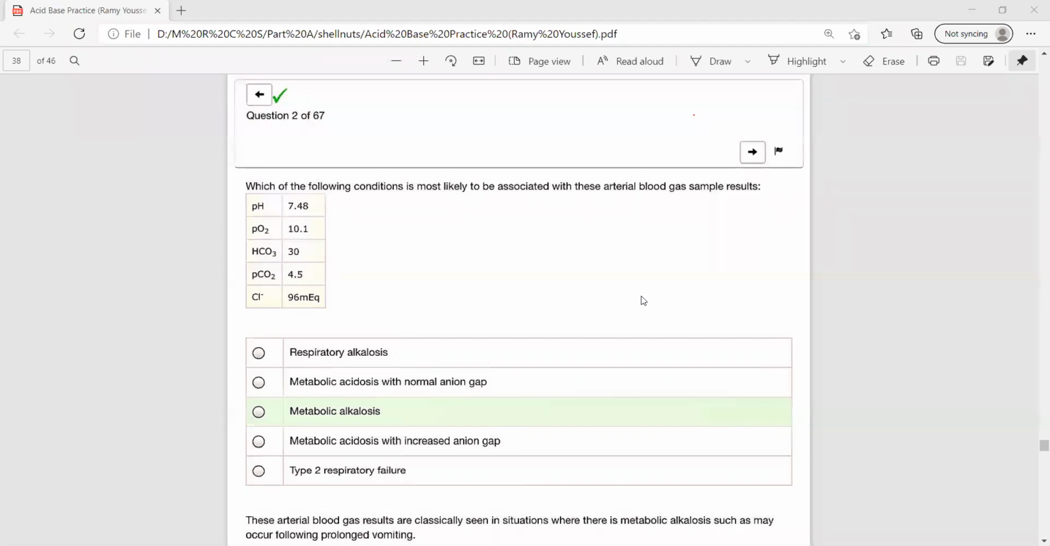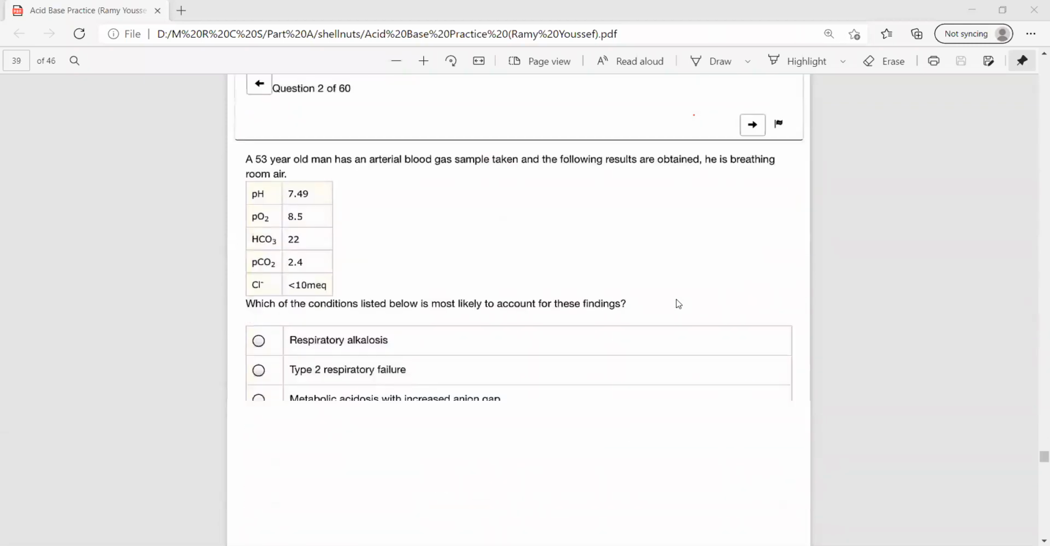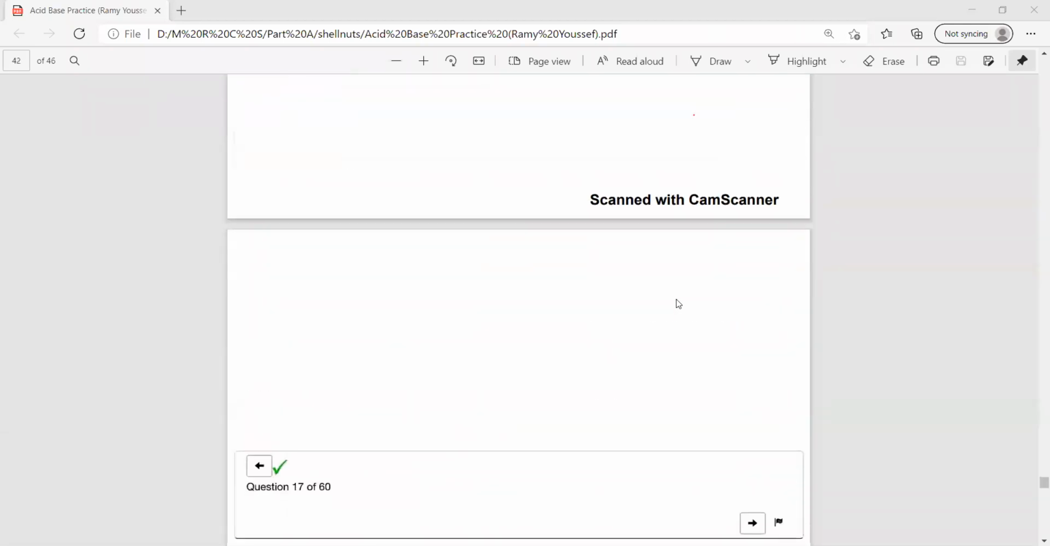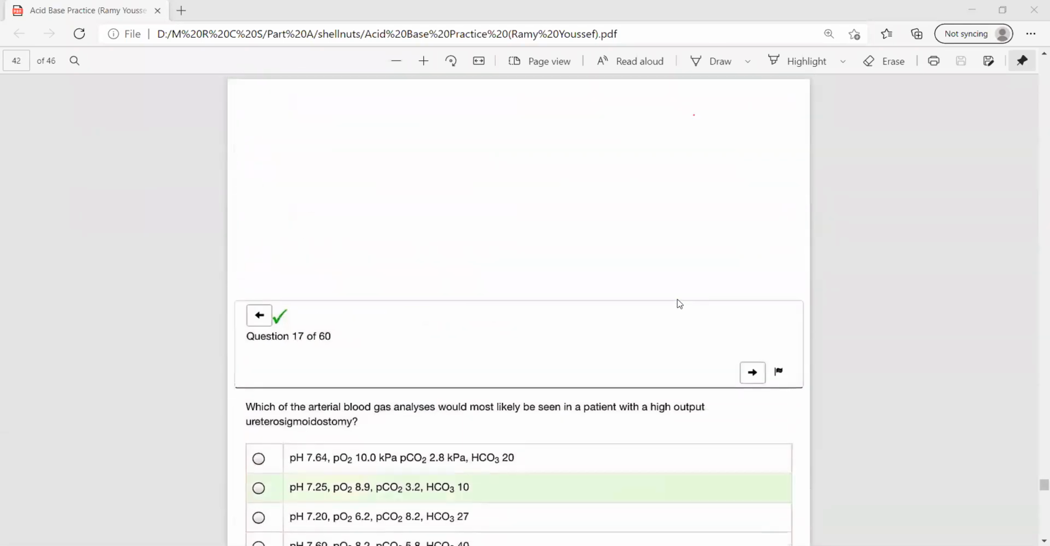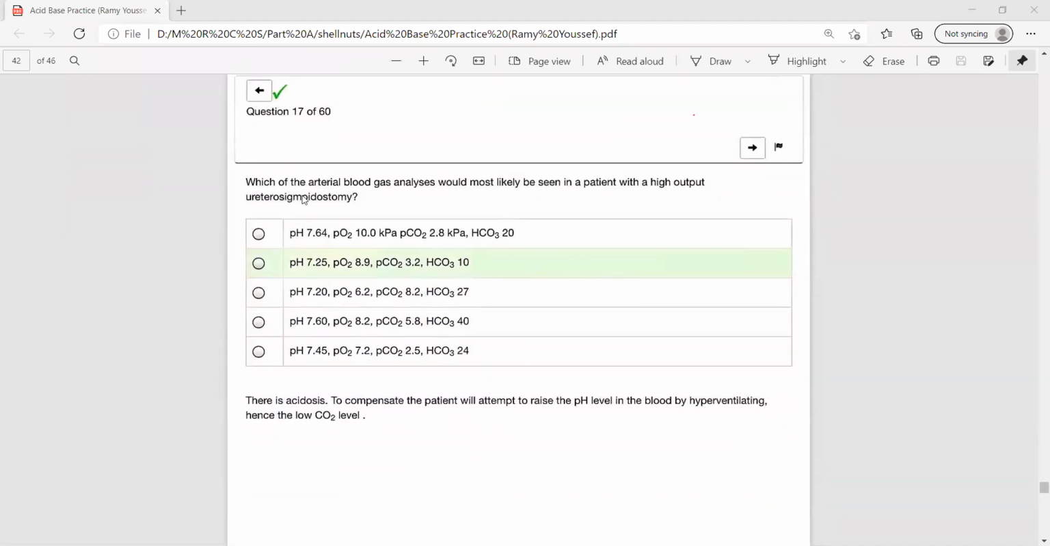How to read ABG. I still maybe have 3 or 4 more questions, the same as we said and the same idea. Like here, in a patient with a high output ureterosigmoidostomy, this patient is losing bicarbonate and has metabolic acidosis from the ureterosigmoidostomy.